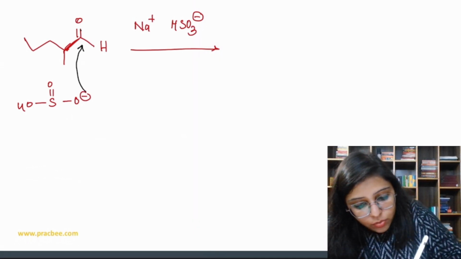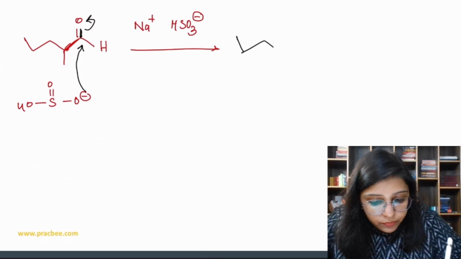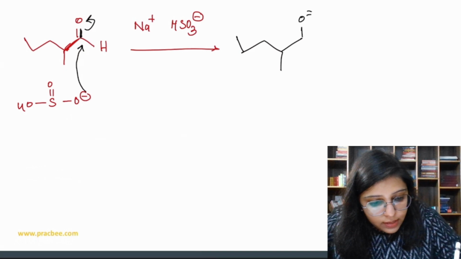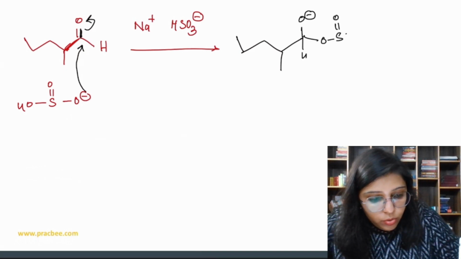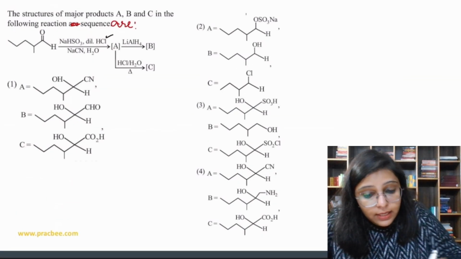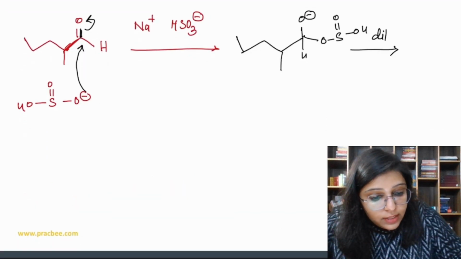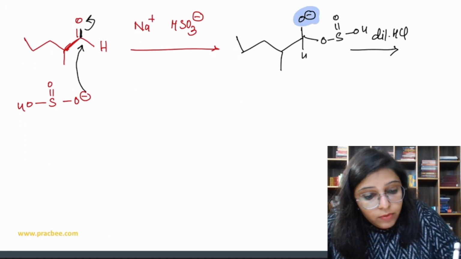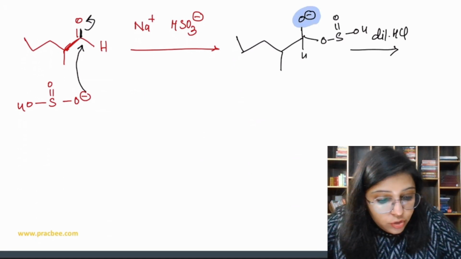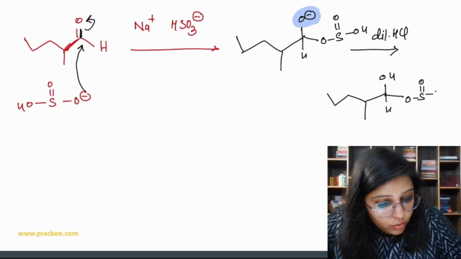So O minus attacks over here and the electrons of this bond shift over here. So we get O minus, here we write H, and S as double bond O, OH. Now we have dilute HCl. So in the presence of dilute HCl, what happens? Here we write H. Here we write H. So we get OH, H, S double bond O, OH.